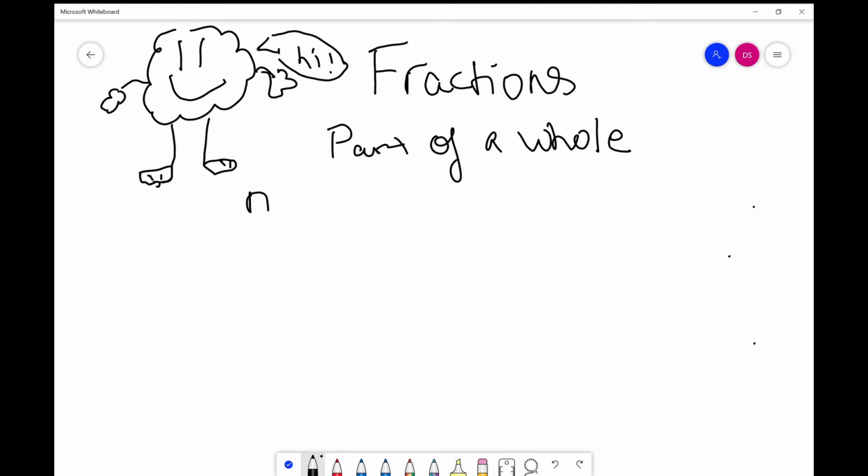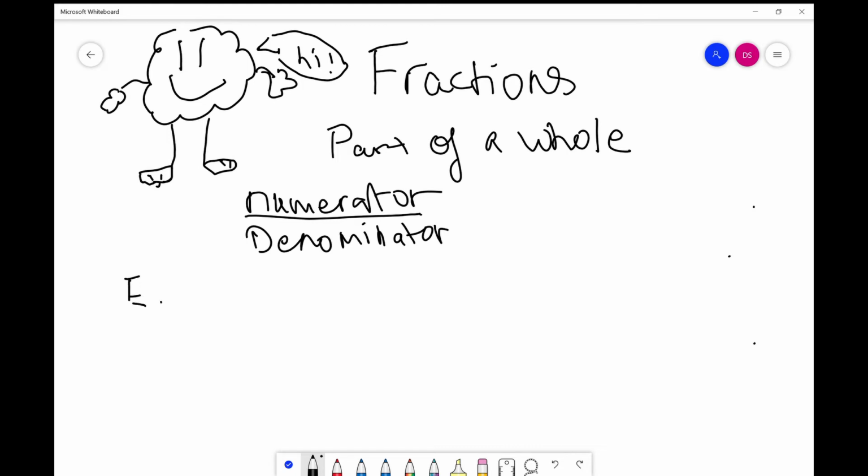The numerator is the number on the top of the fraction, and the denominator is the bottom number. The denominator is the amount of pieces that you cut a whole into, and the numerator is the amount of pieces that you would take from that whole. Now let's look at a simple example.